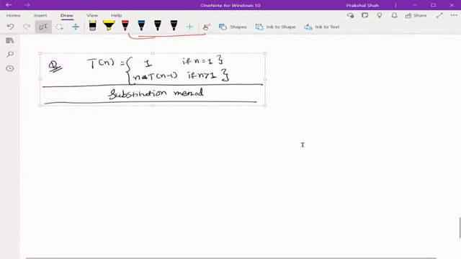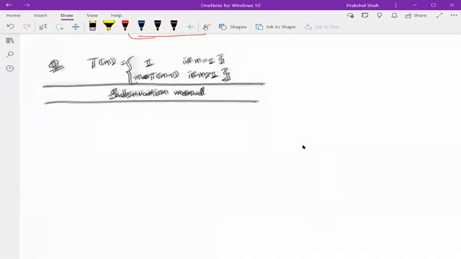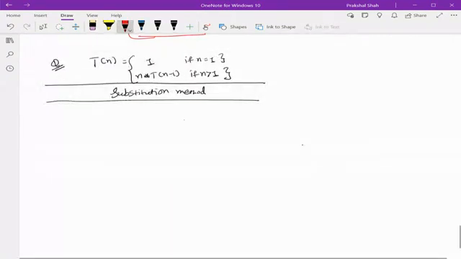I'll tell you the question. See, this is my equation, right? Whenever my n is equal to 1, my answer would be 1. And whenever my n is greater than 1, then my answer would be T of n equal to T of n minus 1. You need to find the recurrence relation for this first, and you need to use the substitution method and find the complexity of that.